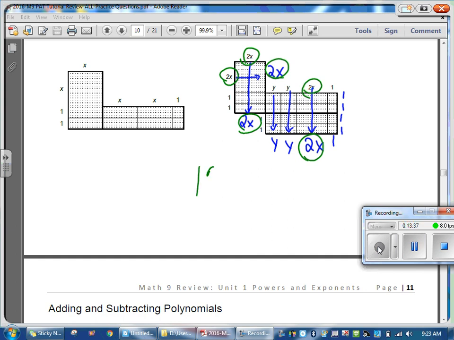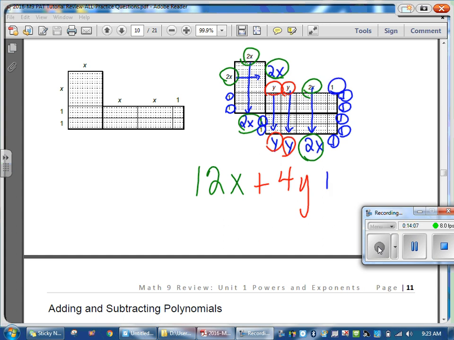Okay? Then we've got the y's. Let's count our y's. We've got 1, 2, 3, 4. So plus 4y. And now we're going to count all those individual little 1s. So the individual little 1s, I'm going to count 1, 2, 3, 4, 5, 6, 7, 8, 9, 10. So plus 10. Okay? That should be your final answer.